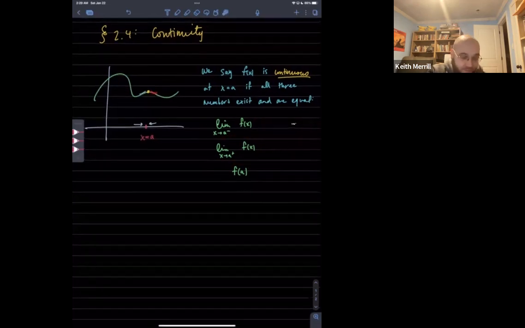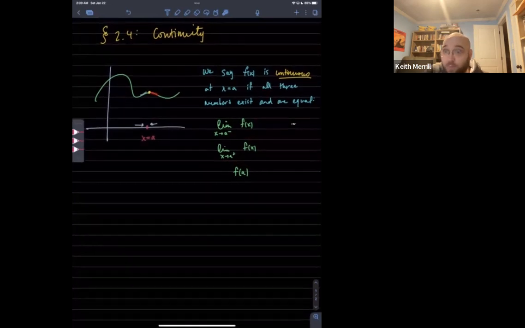We trace along the graph. Let me make that a little better so it's clear it's going along the graph. We look at how the y values are behaving. They do seem to be tending to the same y value that that yellow dot is at. And then we look at the function value precisely at a. So the limit, remember from sections 2.2 and 2.3, could exist even if the function value was not defined there. But the function is not continuous there. You need all three of these to exist.